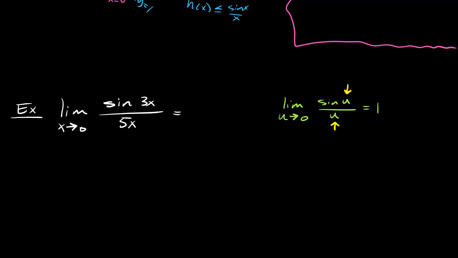So the bottom is actually what we're going to focus on because the bottom is just a normal 5 times x. I can work with the bottom. I'm going to take this 5 and pull it out as a multiplier. And I'm going to write 1/5 limit as x approaches 0, sine of 3x over x. Oh, yeah, I didn't really write parentheses. That doesn't matter.